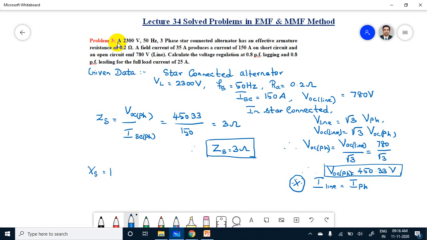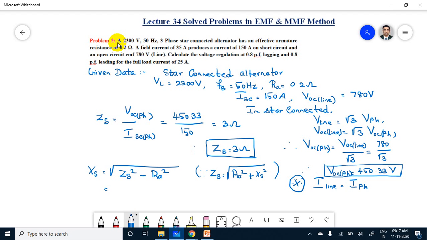XS equals the square root of ZS square minus RA square. How did I write this formula? The normal formula is ZS equals the square root of RA square plus XS square. So by using this formula I am writing this XS.